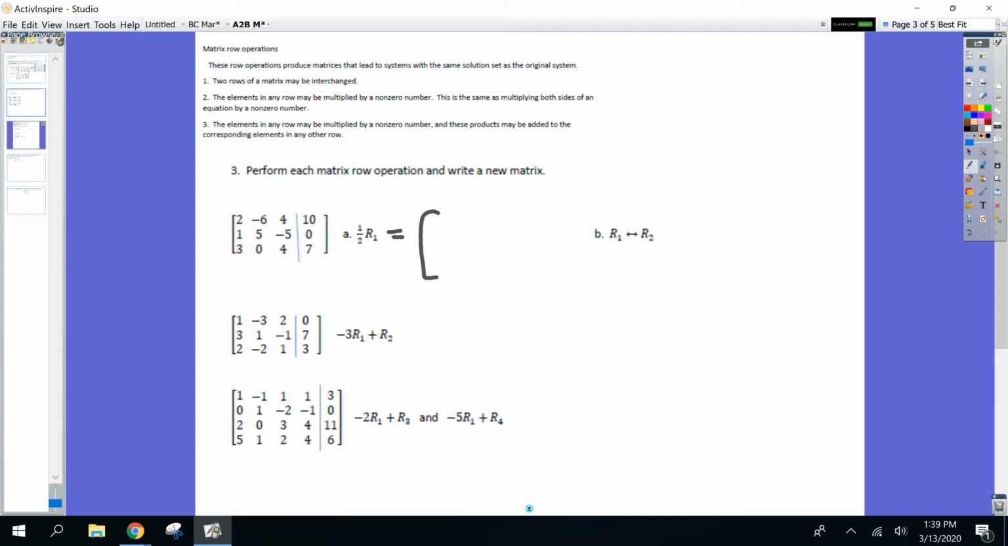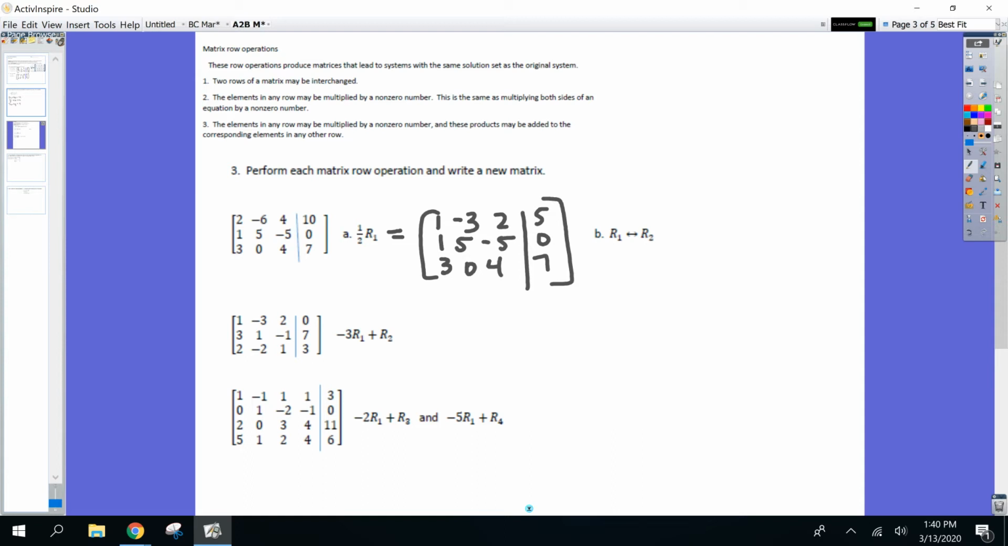So 1/2 times 2, 1. 1/2 times -6, negative 3. And then 2, 5. Everyone all right on those new numbers? I'm going to take this slow. What about row 2 and 3 again? No change. So 1, 5, negative 5, 0, 3, 0, 4, 7. All good? That's not bad, right?